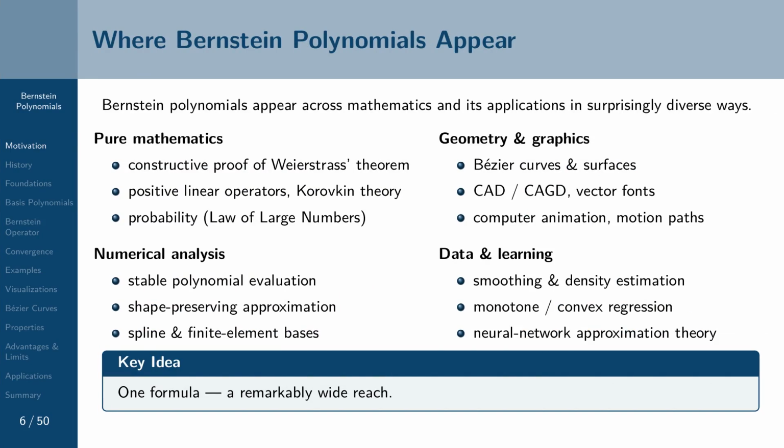Before the technical work, here is why it is worth your time. In pure mathematics, the construction gives a constructive Weierstrass theorem and the prototype of a positive linear operator. In numerical analysis, it gives stable, shape-preserving approximation. In geometry and graphics, it is the Bézier curve, used in computer-aided design, fonts, and animation. And in data science, it appears in smoothing, monotone regression, and the approximation theory behind neural networks. One formula with a remarkably wide reach.